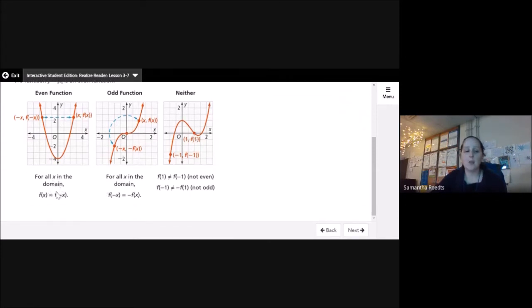So for all x in the domain f of x equals f of negative x, so I pick a point x and it will have a point negative x. So if it were 3, for example, this would be negative 3. For all x in the domain f of negative x equals negative f of x. So f of x gives me negative f of x. And then if it's neither, f of 1 does not equal f of negative 1. It doesn't equal the same thing. So it's not even and it's not odd because f of negative 1 does not equal negative f of 1.